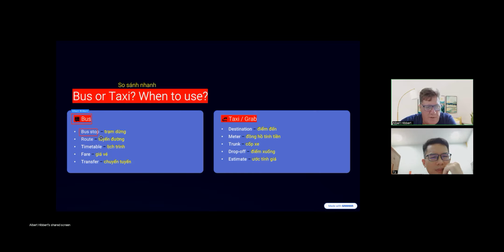Bus stop. The bus will have a certain route that it will take. A route. The bus will have a timetable. You will have to pay a fare to use the bus as public transport. And your trip is a transfer from point A to point B.